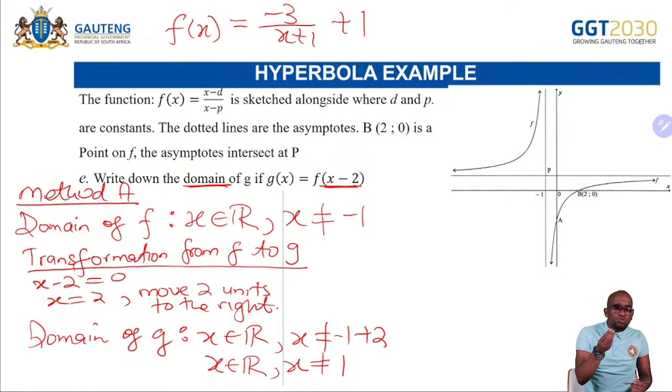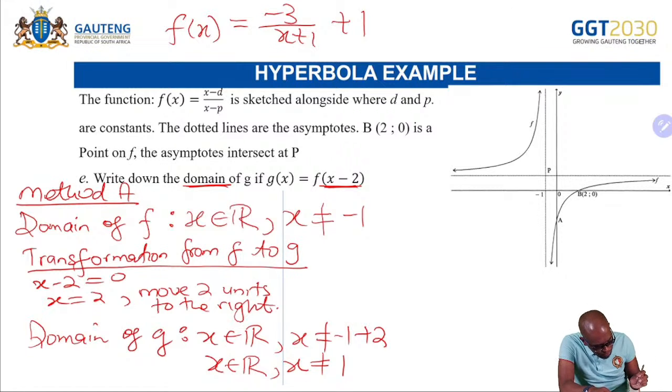So what you need to do is understand the type of transformation and the number of units that the transformation has occurred. Since this is a horizontal translation, all the points in the graph are going to move by those number of units, including the domain of the function. So now let's look at the second method, method B.